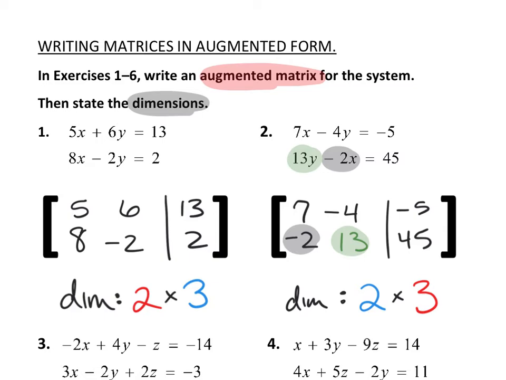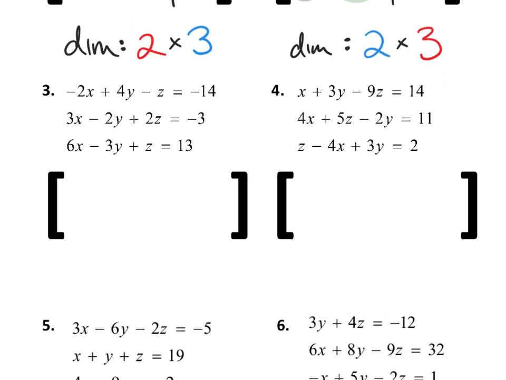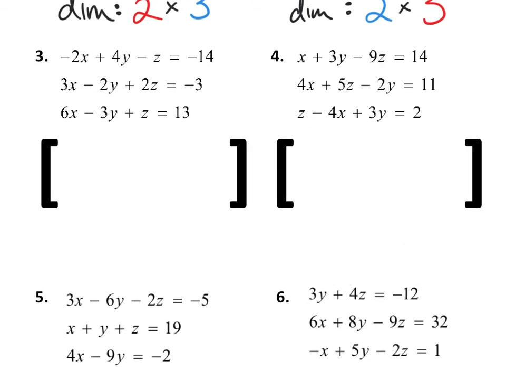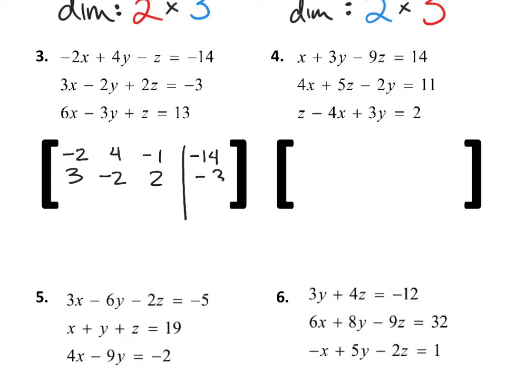Cool. Let's kick it up a notch. Some systems, like examples 3, 4, 5, and 6, have 3 variables instead of 2 variables. No big deal. You write the matrix in letter order. Number 3 would be -2, 4, -1, -14. 3, -2, 2, -3. 6, -3, 1, and 13. Do we see, again, all of the numbers just are coming out of the equation.